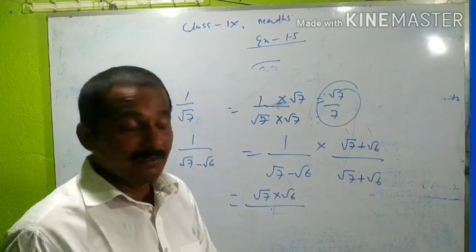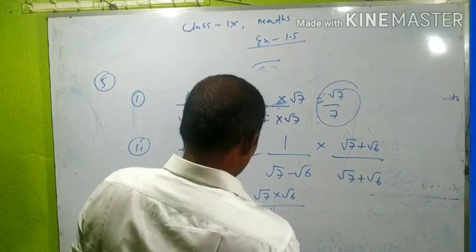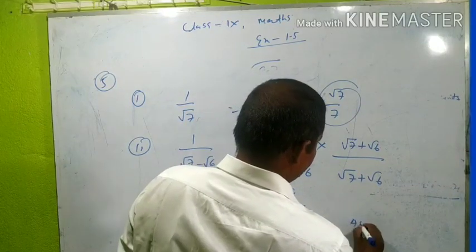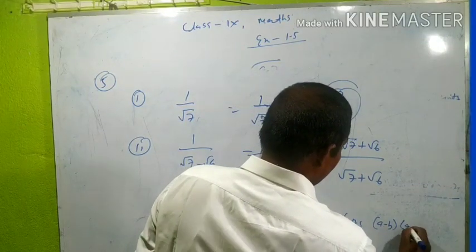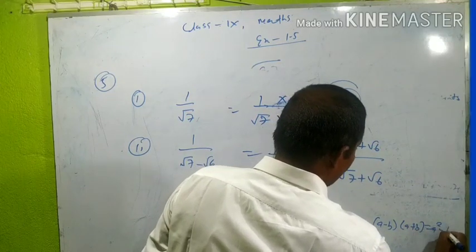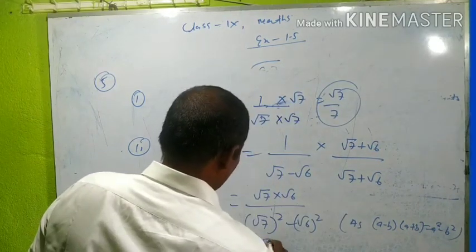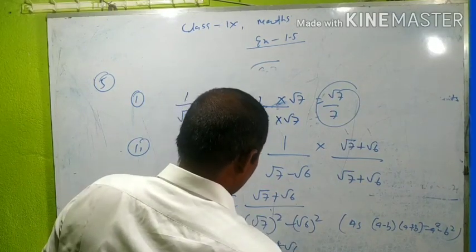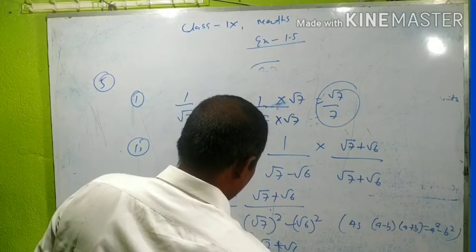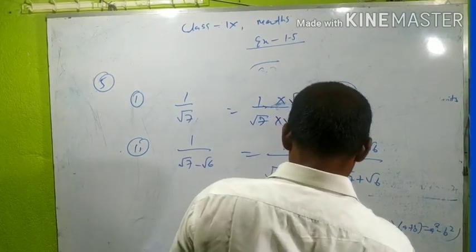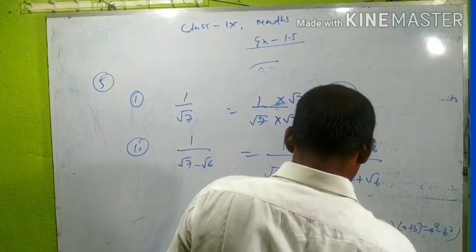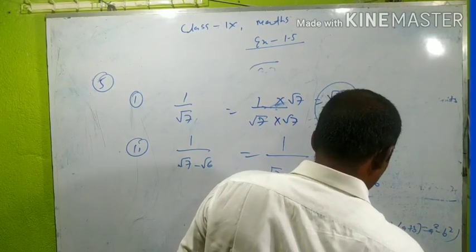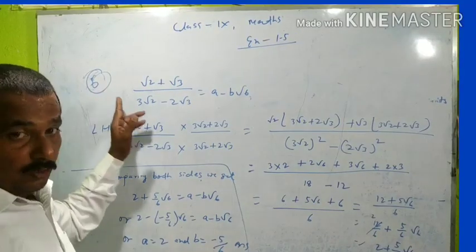You must have studied earlier that a minus b times a plus b is equal to a square minus b square. So under root 7 square minus under root 6 square: root 7 plus root 6 by 7 minus 6, which is root 7 plus root 6 by 1, equal to root 7 plus root 6. This is the answer.